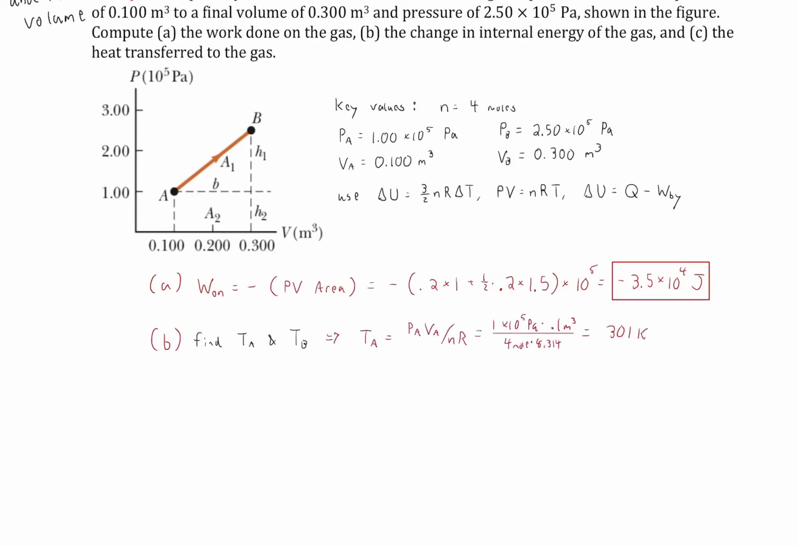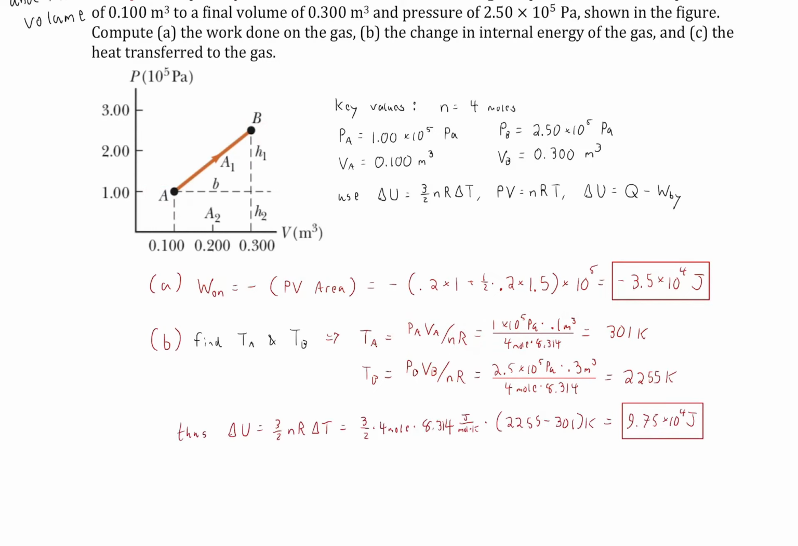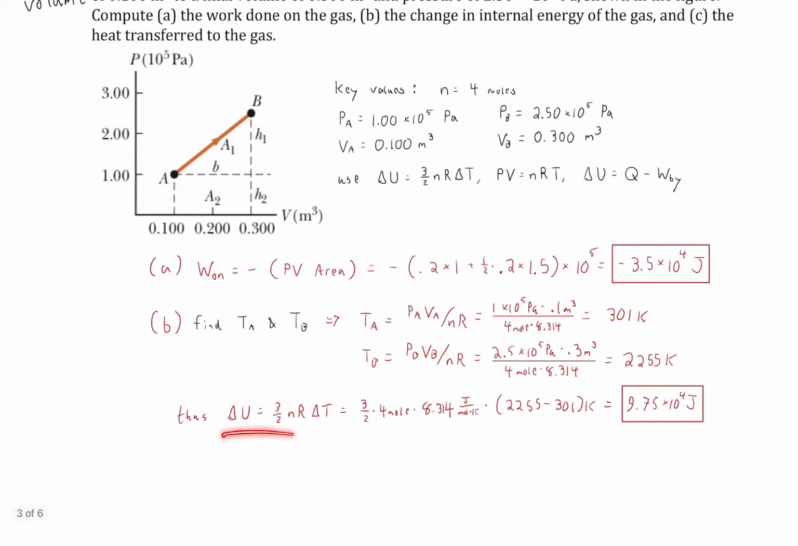So we use the ideal gas law at point A, and we find that the temperature there is 301 Kelvin. And then we use the ideal gas law at point B, and find the temperature there is 2,255 Kelvin. Big temperature increase. And the way we did that is we just acknowledged that we know everything else. We know n, we know P, and we know V, and obviously R is a constant at each point. So then we can just plug in our newfound values into the formula for the change in internal energy of an ideal gas. Plug in our numbers, and there we go. We get 97,500 joules. Wonderful.